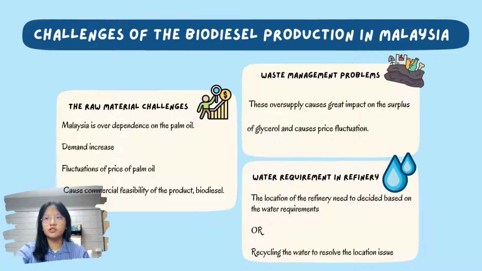To present the challenge of biodiesel production in Malaysia. The first challenge is a raw material challenge. The production of biodiesel in Malaysia is dependent on the palm oil. So when the palm oil demand is increased, the price of the palm oil will also increase, which causes our biodiesel to be not economically feasible.